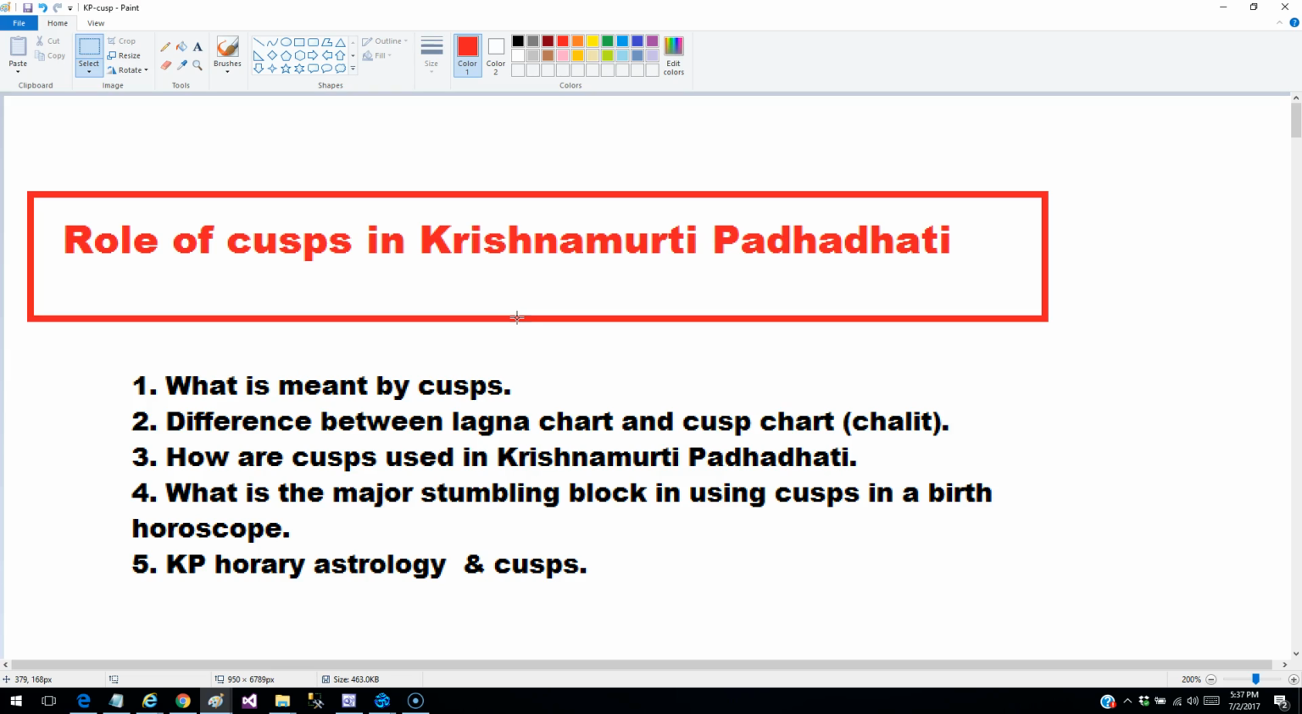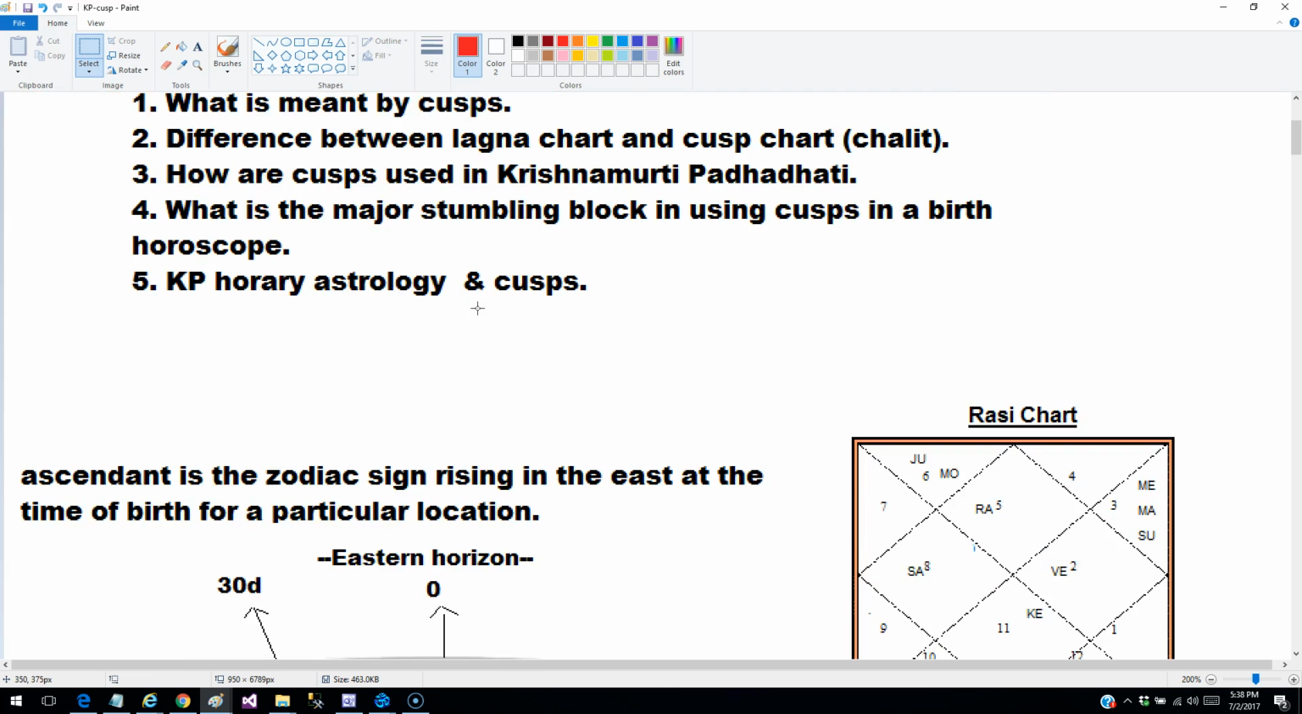and what is the major disadvantage, the stumbling blocks or the roadblocks, in using cusps in a birth horoscope, and then we will touch base a little bit on the use of cusps in KP Horary Astrology. So let's get started.